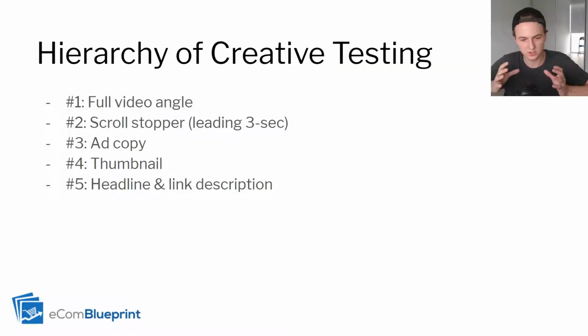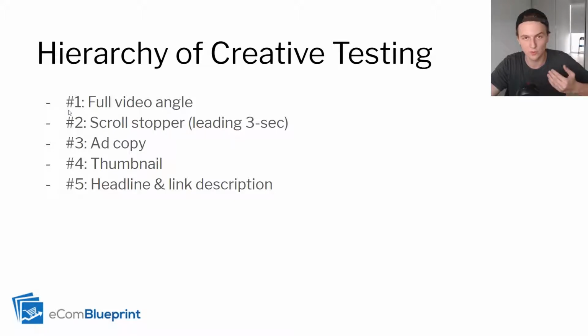So now I just want to quickly show you what my hierarchy of creative testing is. What this means is, what is the most important thing? What makes the biggest impact when you test creatives? What can you change that's going to make the biggest impact? And obviously the number one is the full video angle, right? A completely new video with a different angle or different approach to selling your product is going to make the biggest difference by far. However, you don't always have access to this content, right? If you have access to new video content, obviously this is what you want to test because this is going to make the biggest difference.